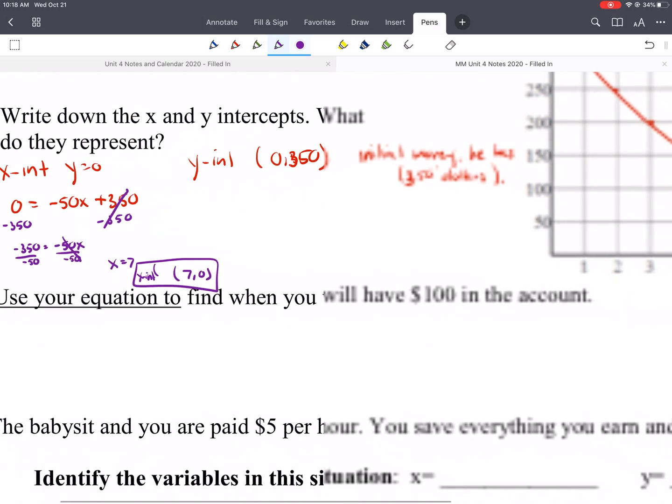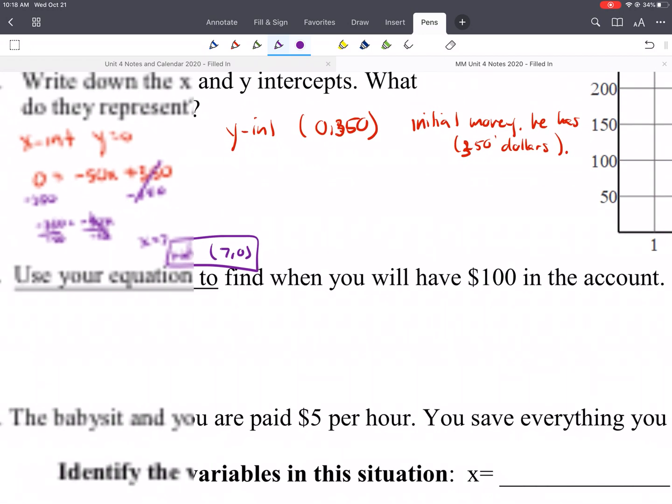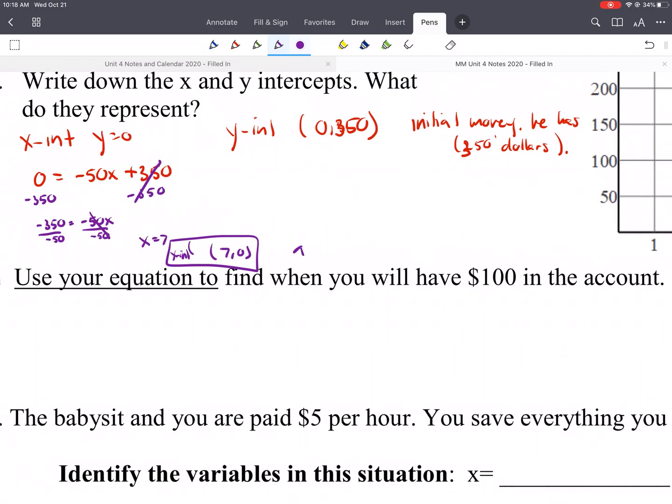And what does that represent? And we can check and make sure it's there. Yep, we got it just right. And what it represents would be something like after 7 months, he is out of money.